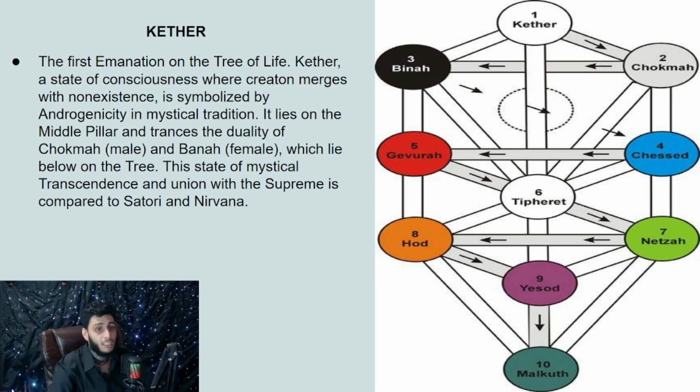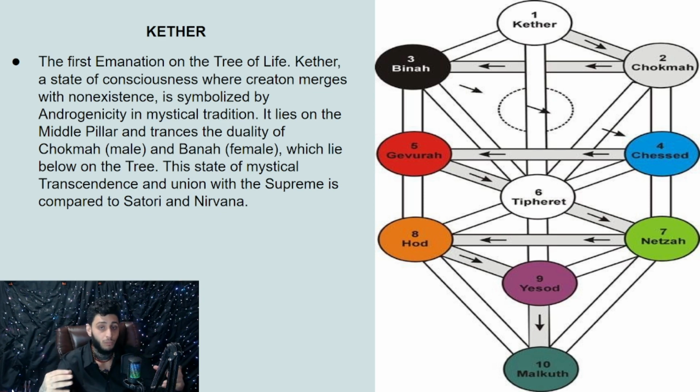The first emanation on the Tree of Life, Kether, a state of consciousness where creation merges with non-existence, is symbolized by androgyny in mystical tradition. It lies on the middle pillar and transcends the duality of Chokmah, male, and Binah, female, which lie below on the tree. This state of mystical transcendence and union with the Supreme is compared to Satori or Nirvana.